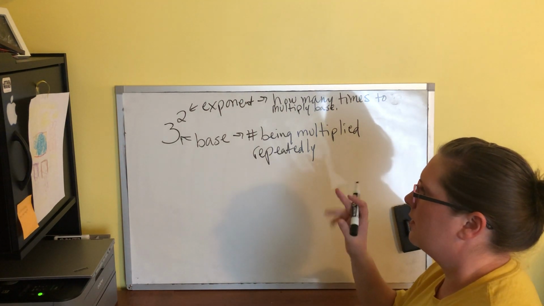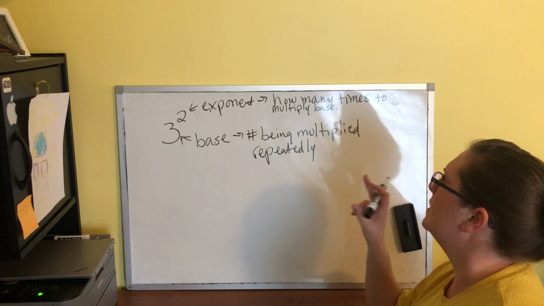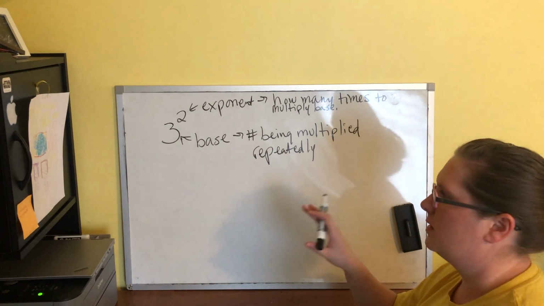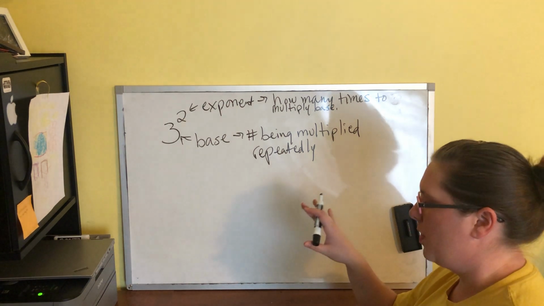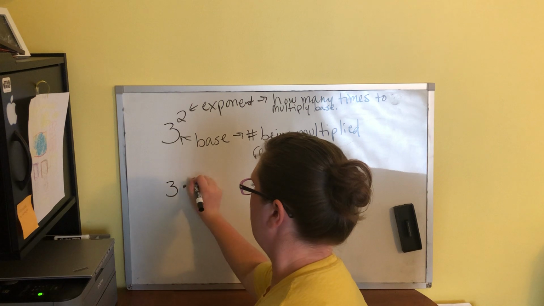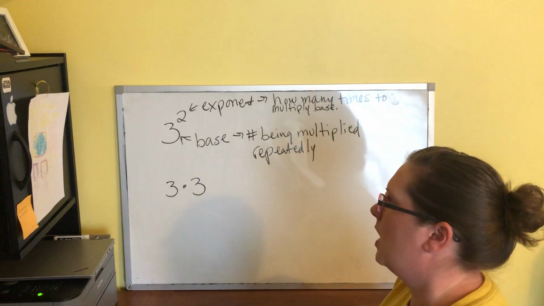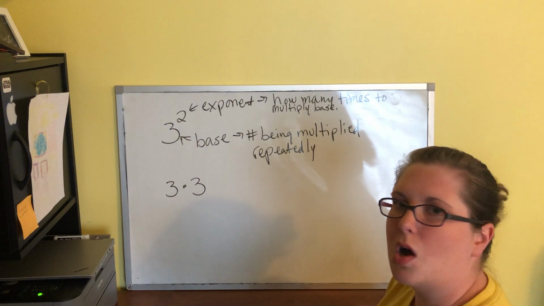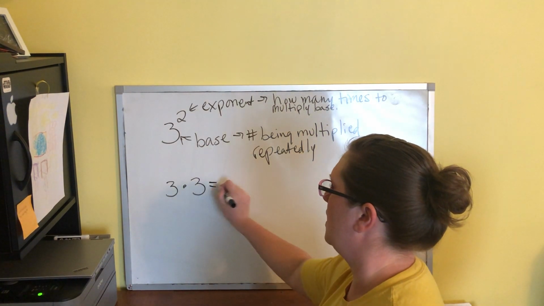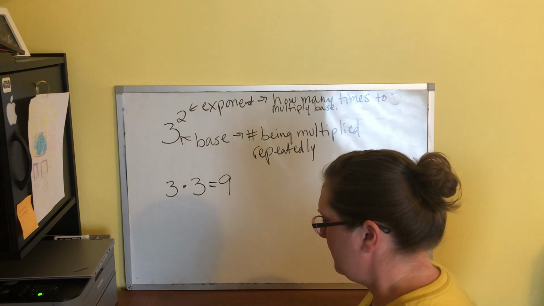So 3 squared, 3 is the base, that's the number being multiplied repeatedly. The exponent is telling you how many times to multiply that base. So in this particular problem, 3 squared, this is saying to do 3 times 3. It's telling you to multiply itself 2 times, not 3 times 2, that's 6, that's wrong. This is 3 times 3 gives you 9, so 3 squared would be 9, okay?